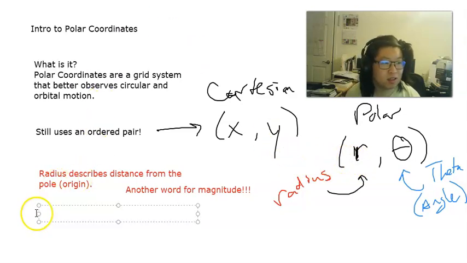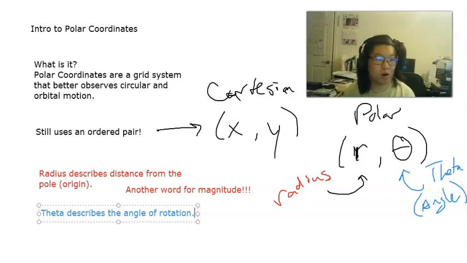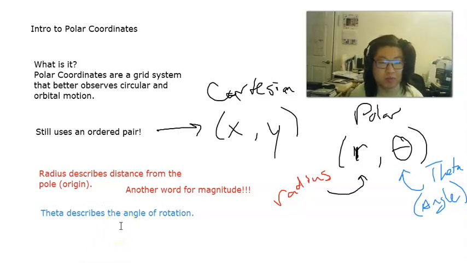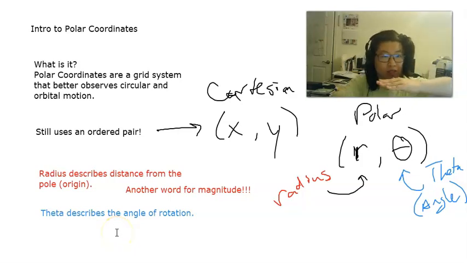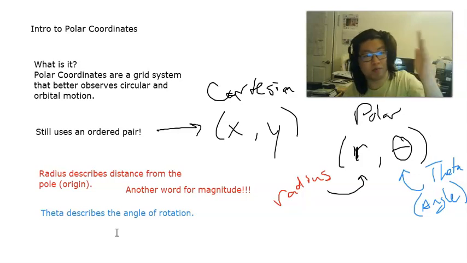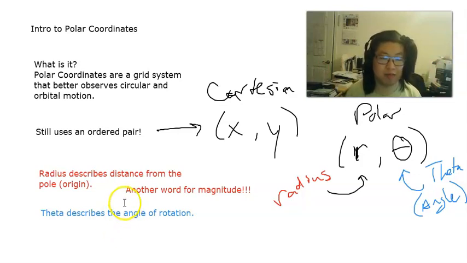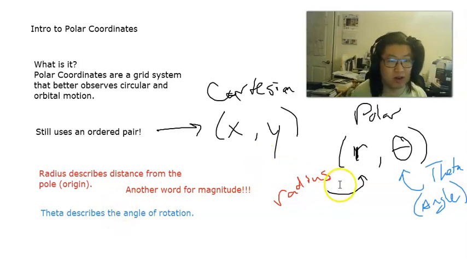Next up is the theta. Theta describes the angle of rotation. Hopefully this is nothing new to you. We've been doing this the whole semester: this out here is 0 degrees, and when I rotate this way you'll be going up positive until you get to right about here, which is 90 degrees, and if you keep going this way you'll hit 180. Nothing has changed. But we're mostly going to be using radians for this, so please remember how to convert between those.